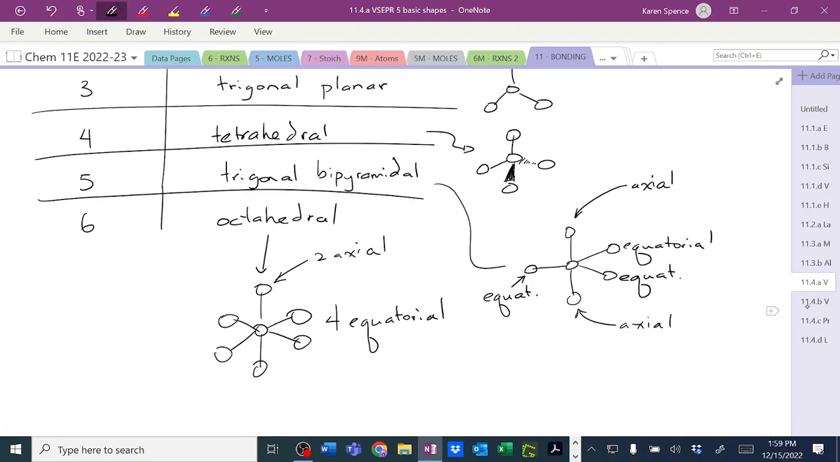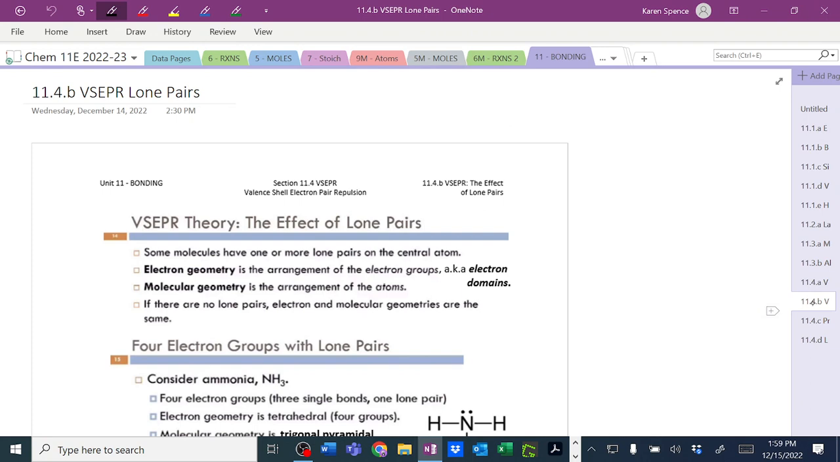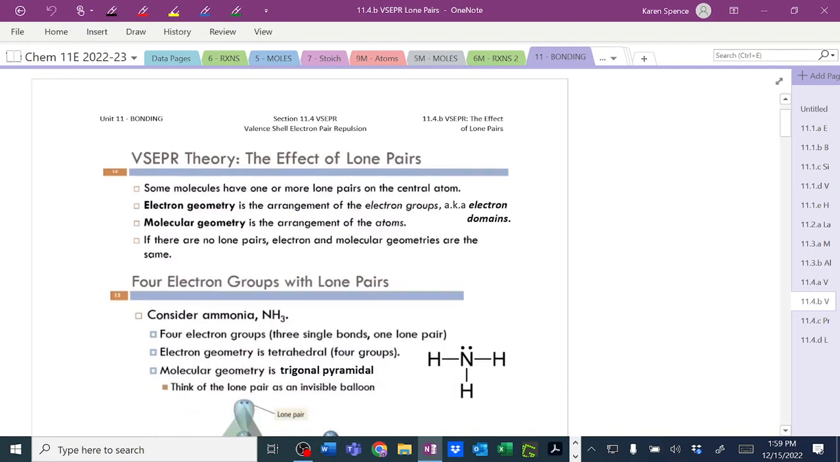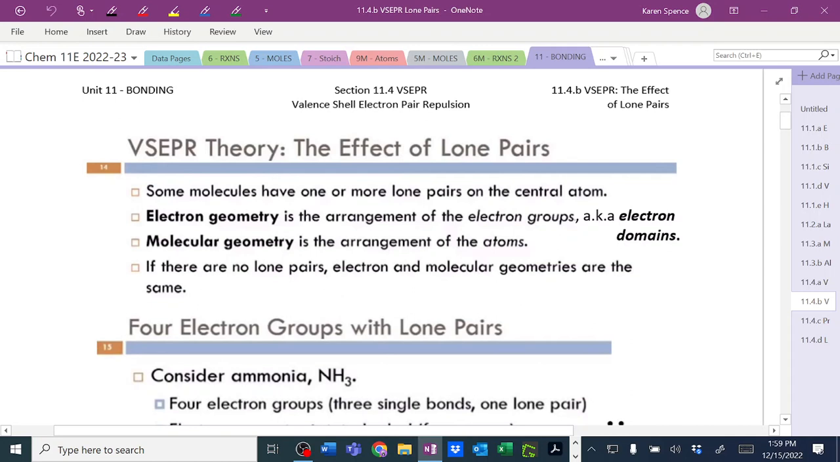Sure. Okay, good. 11.4b. 11.4b, yes. I don't know. We're just never going to do it. You guys will be here every day. You'll be like, oh, are we ever going to do that? No. Okay. All right.